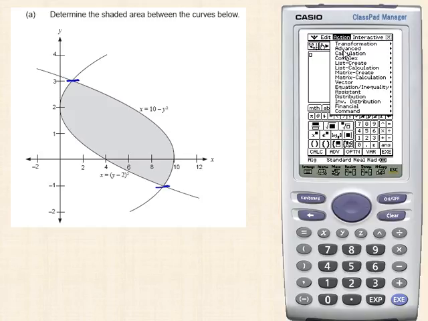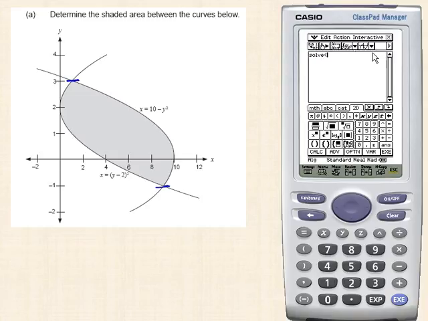So what we're going to do is solve for 10 minus, I'm just going to use x squared, is equal to x minus 2 all squared. And that does give us -1 and 3 as it looked.